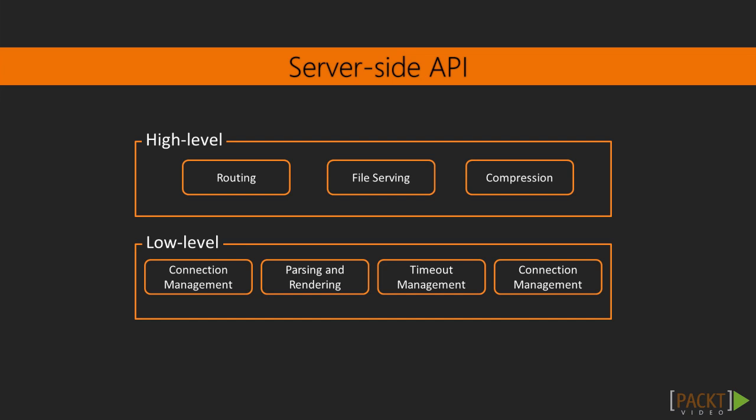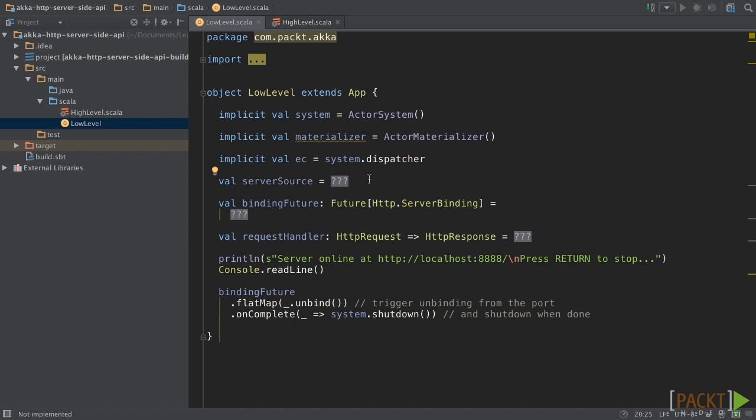In high-level APIs, Akka HTTP provides a very flexible routing DSL for smoothly defining RESTful web services. Depending on your needs, you can either use the low-level API directly or rely on the high-level routing DSL, which can make the definition of more complex service logic much easier. Let's implement the Hello World server. We will start with the low-level implementation.